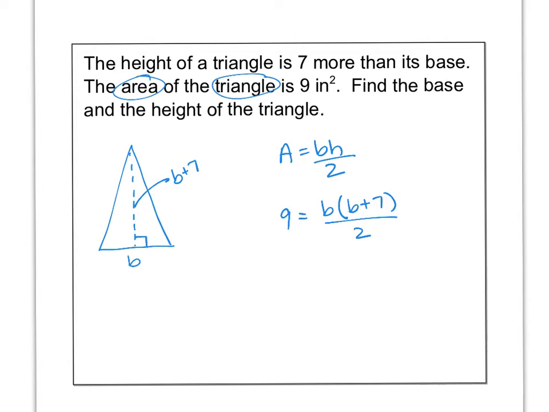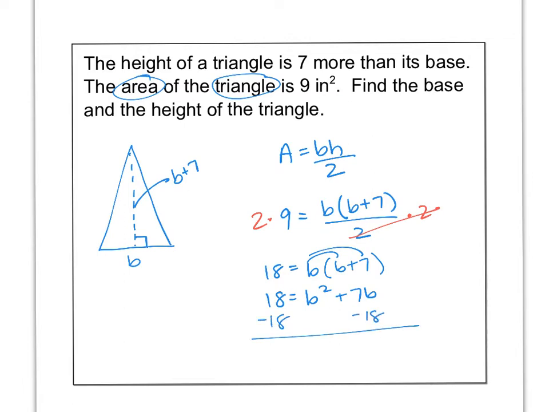What I like to do is get rid of that 2 first. So I multiply by 2 on each side. That will cancel out that 2 on the bottom of the fraction. Then we wind up with 18 equals B times B plus 7. What you really want to do now is multiply that B throughout, kind of distribute it through that parenthesis. So 18 is B squared plus 7B. Uh-oh, we have a B squared. This is going to be a little involved. Minus your 18 to get a 0 on one side, and you have b squared plus 7b minus 18.